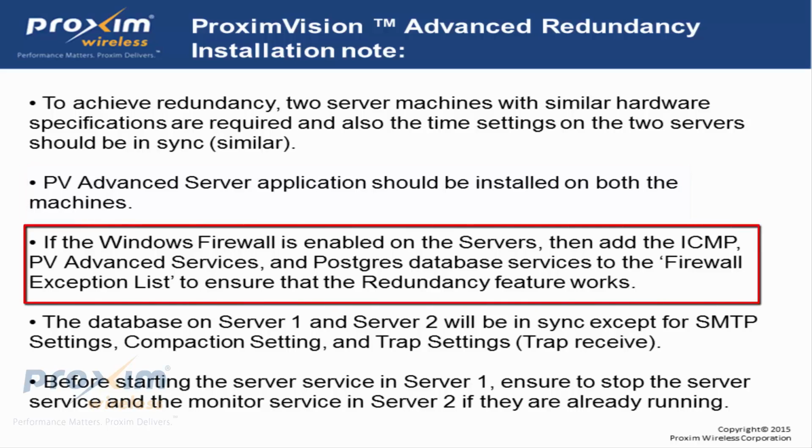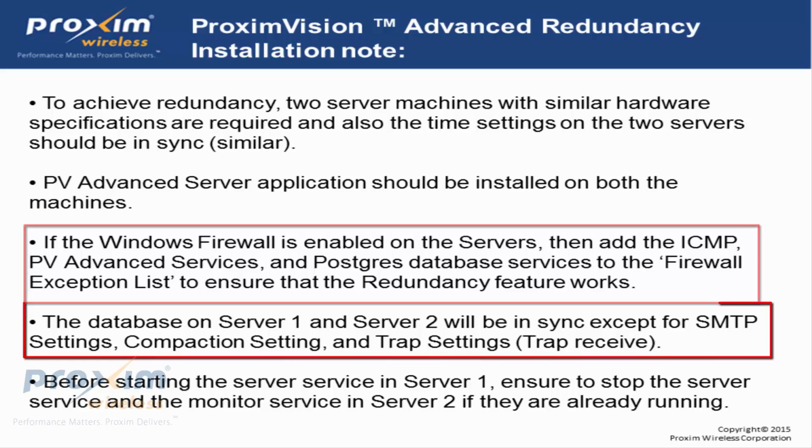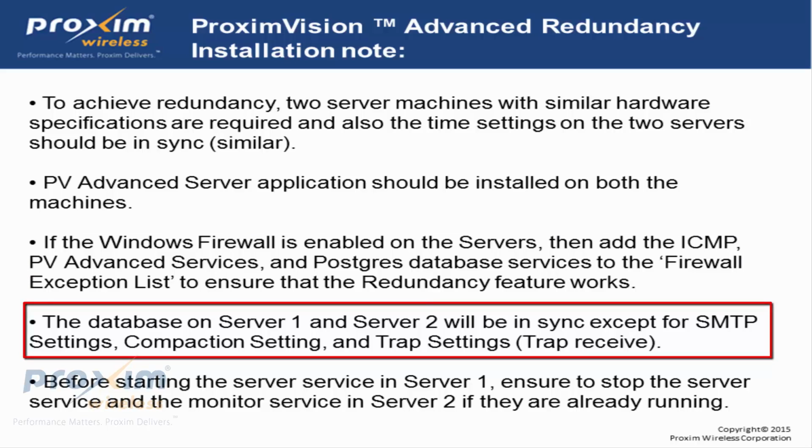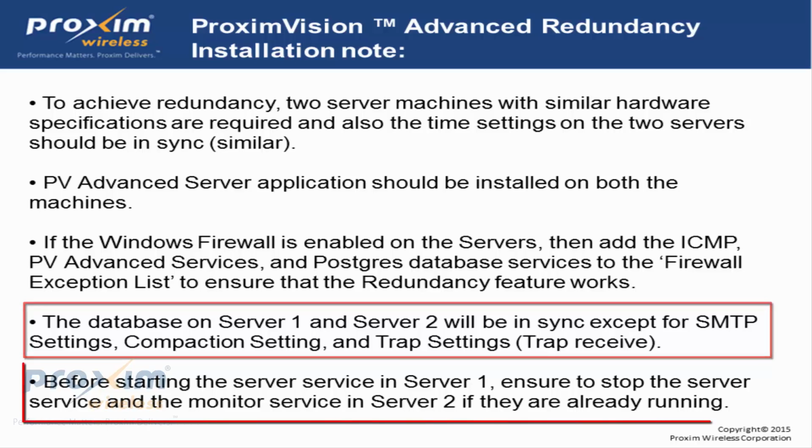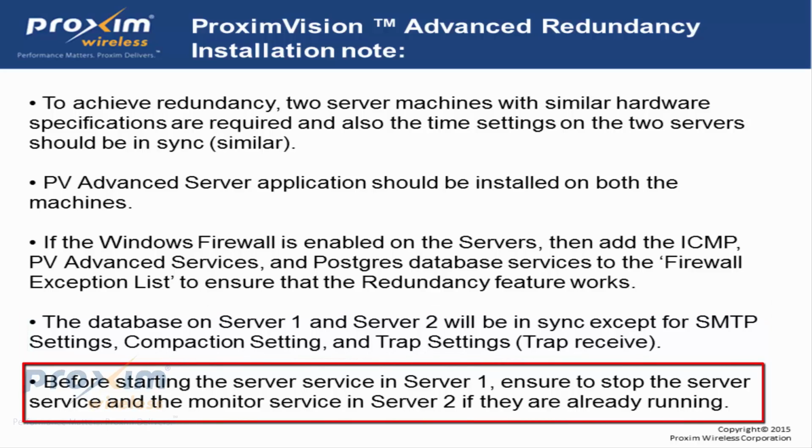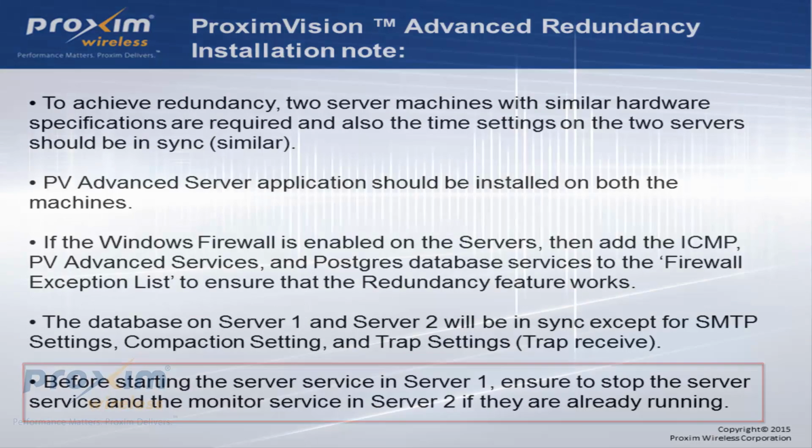If the Windows firewall is enabled on the server, then add the ICMP, PV Advanced services and Postgres database services to the firewall exception list to ensure that the redundancy feature works. The database in server 1 and server 2 will be in sync except for SMTP settings, compaction settings, and trap settings, the SNMP trap receiver. And before starting the server service in server 1, ensure to stop the server service and the monitor service in server 2 if they are already running.